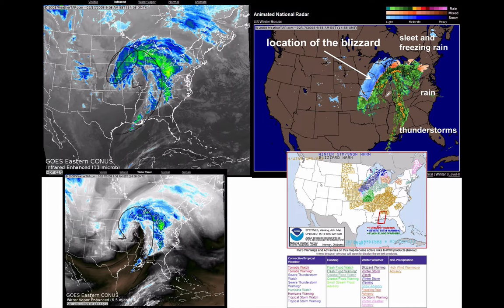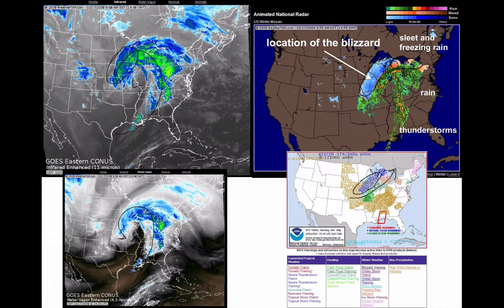Here it is on radar. The low is right here. Thunderstorms, rain, freezing rain and sleet is there in the pinks. The blizzard is on the backside. And remember, the track of our low, this moment just like this. Look where the winter storm warnings were and the blizzard warnings were, on the northwest side.